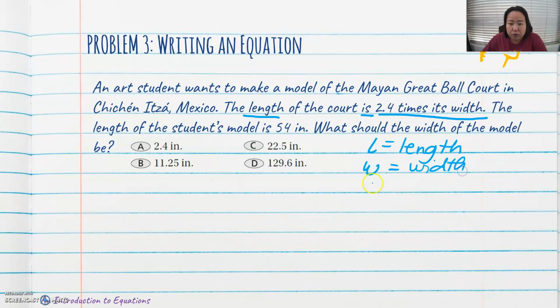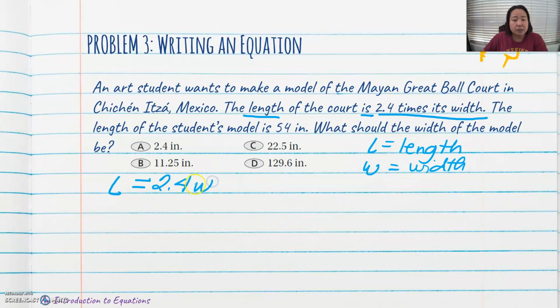If we use these two variables and write this as a mathematical equation, this will be: length is equal to L. The word "is" is just the same as the equal sign. Then 2.4 times its width. The word itself says times, so we are going to be multiplying 2.4 and the width, which we can represent as W.